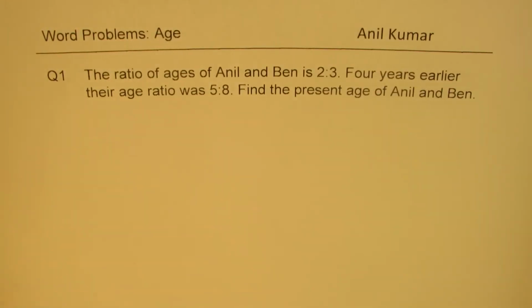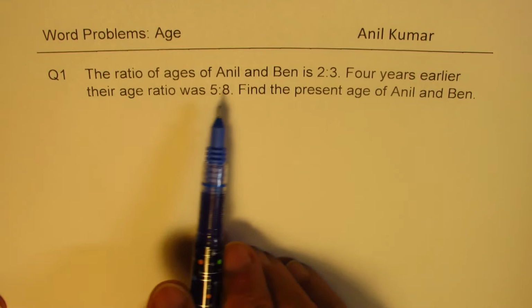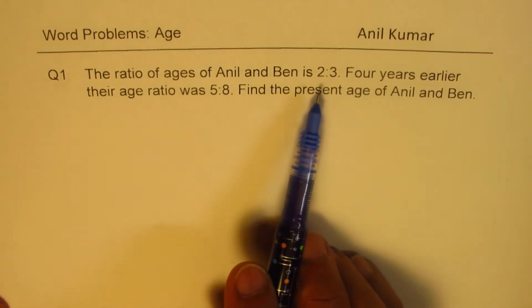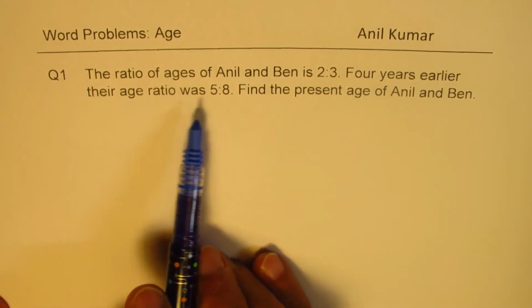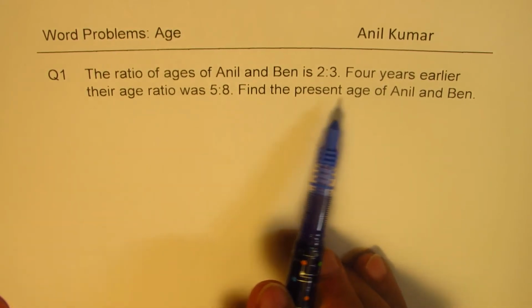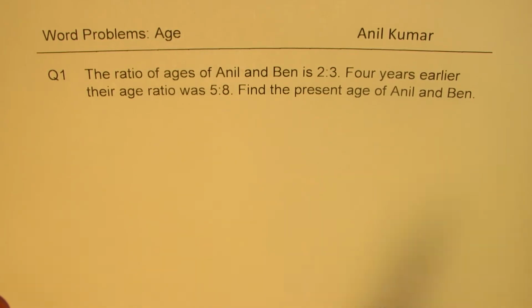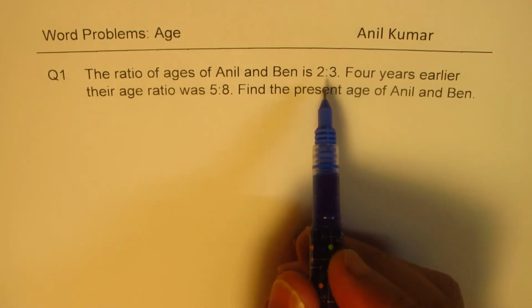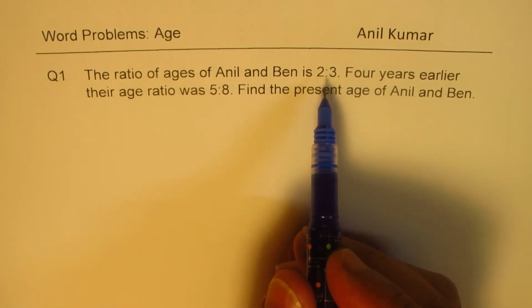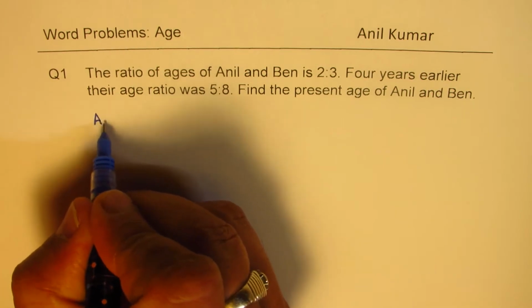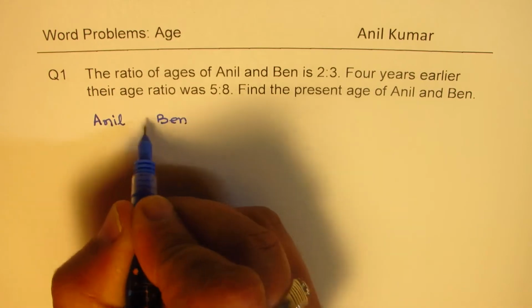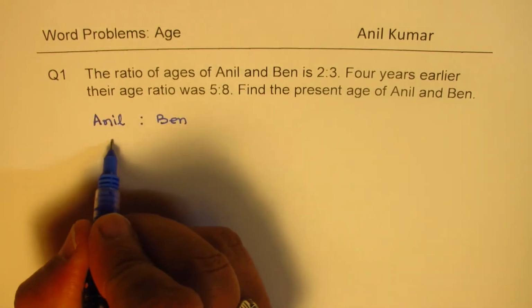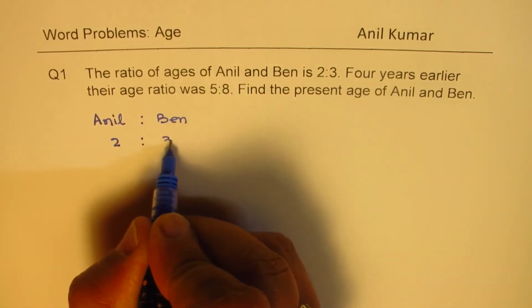Question number 1. The ratio of ages of Anil and Ben is 2:3. 4 years earlier, their age ratio was 5:8. Find the present age of Anil and Ben. Now, whenever you have a ratio problem, it means they are multiples of the same number, right? What we are given here is Anil to Ben, that ratio, right? So it is given the ratio is 2:3.